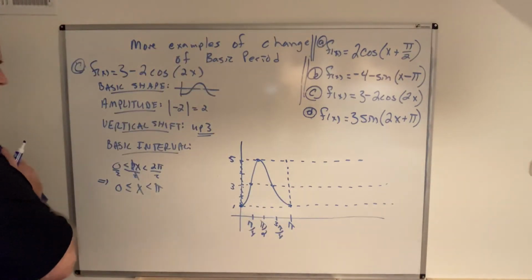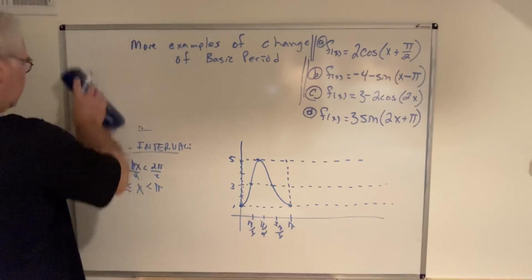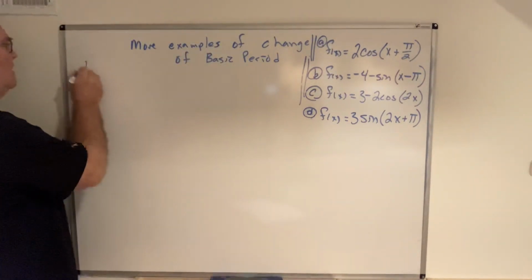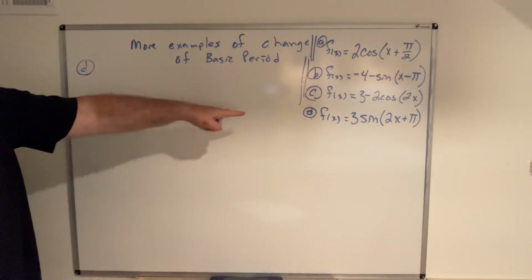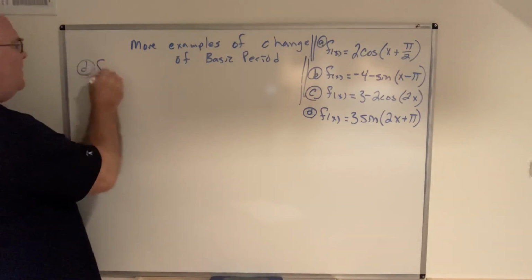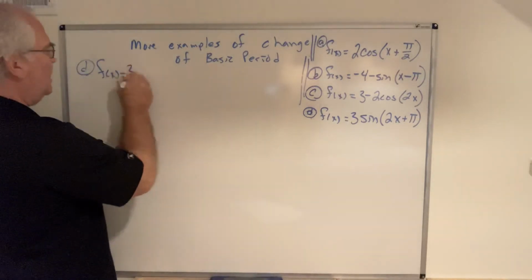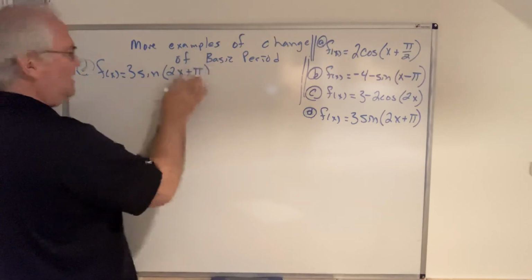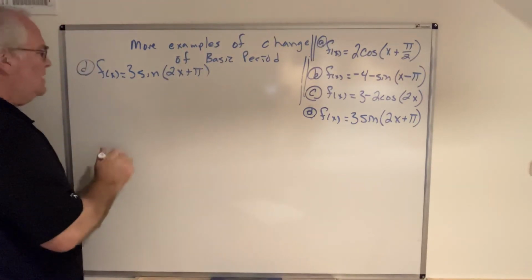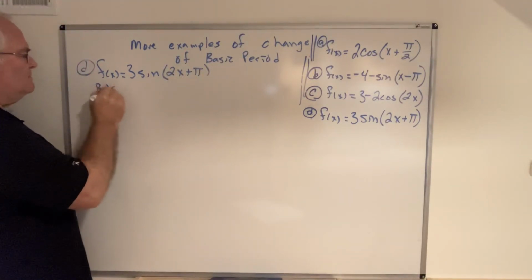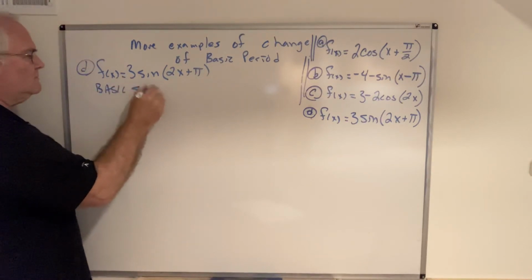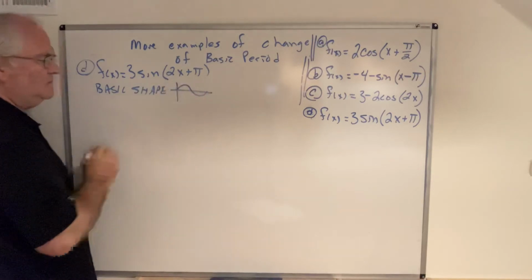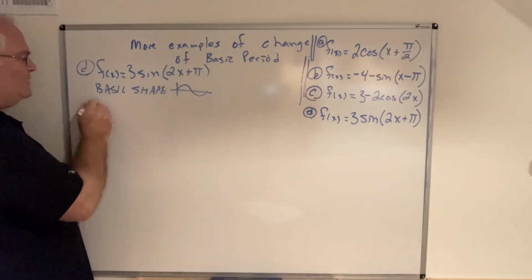Here we have it. Okay, so f of x is 3 sine of 2x plus pi. This has got a little bit more going on over here. All right, so what do we have? We have basic shape. Basic shape is a positive sine curve. Amplitude.